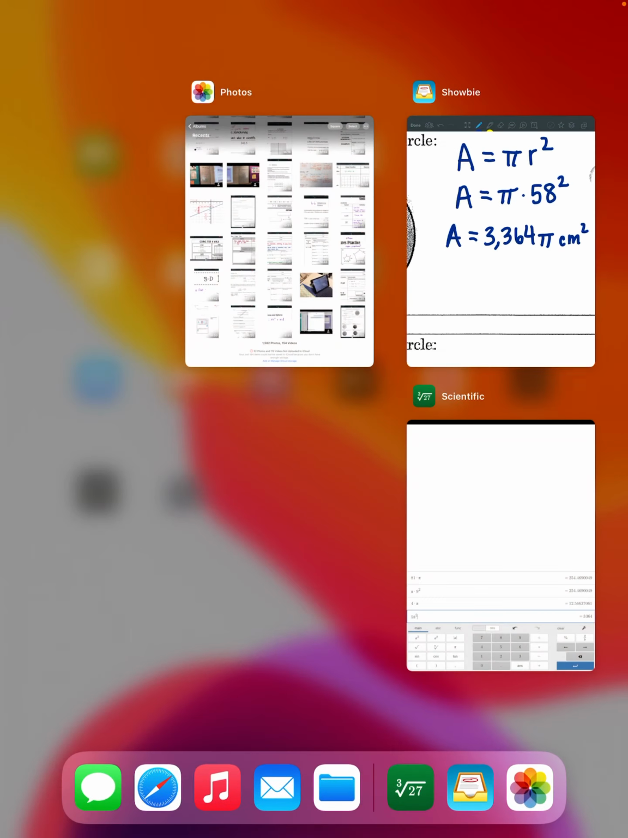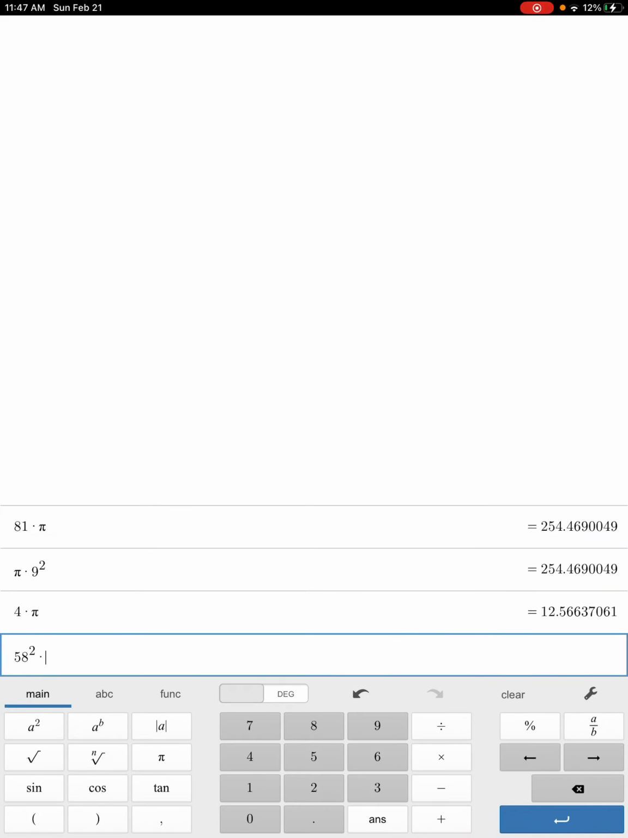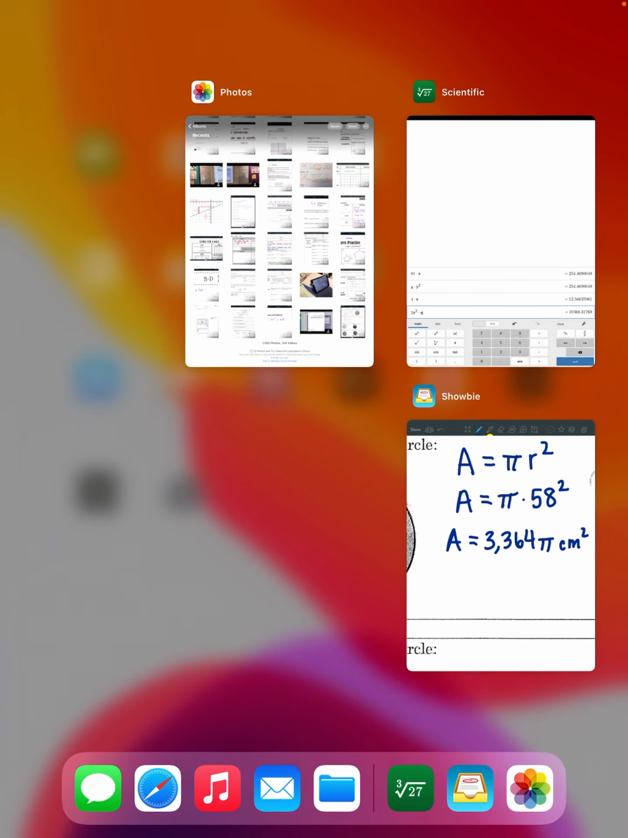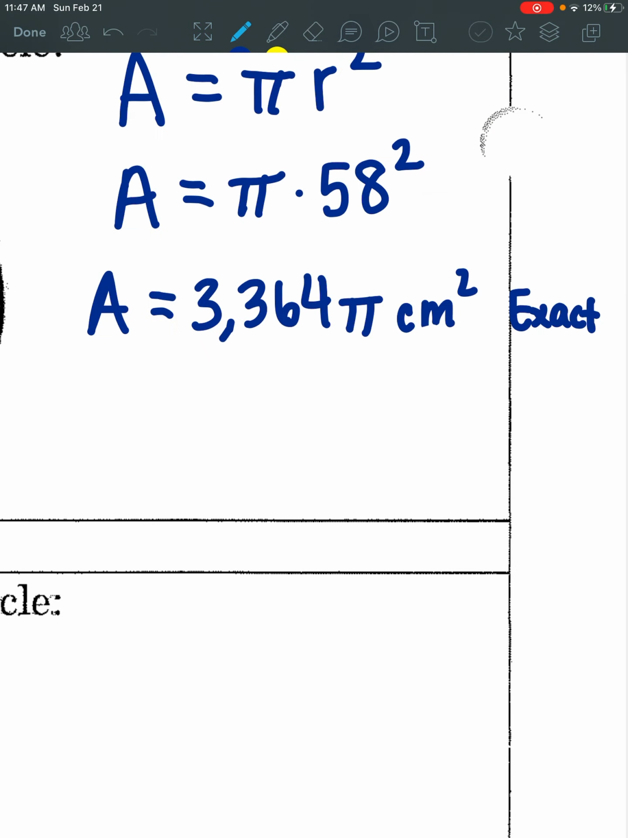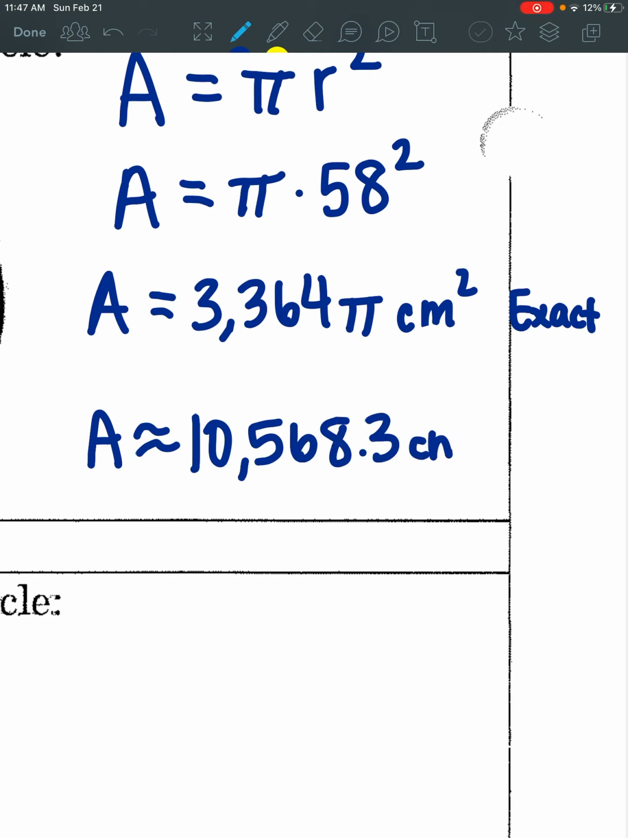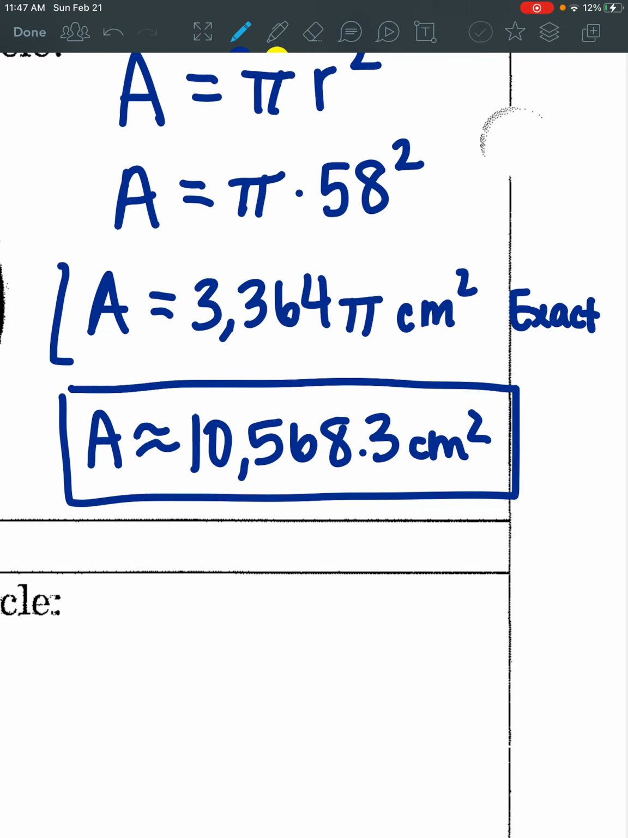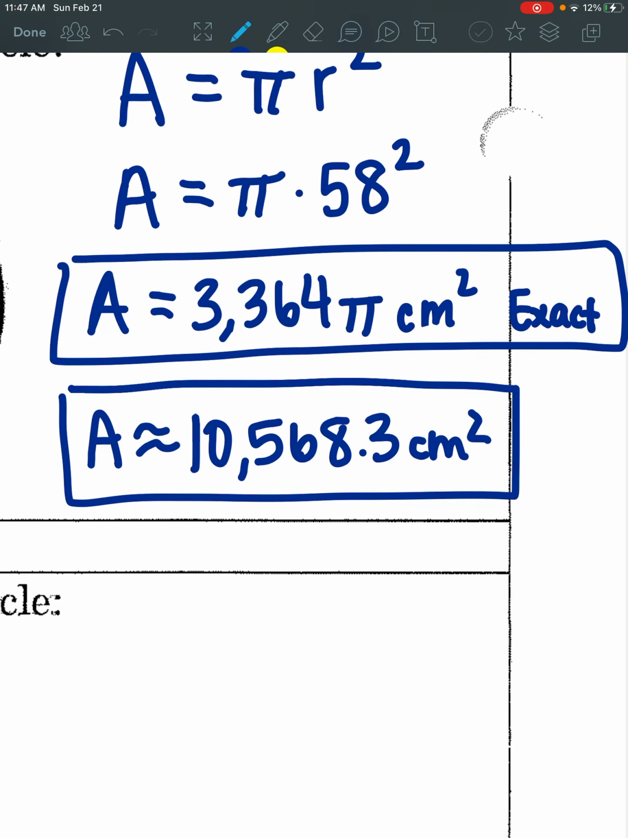Now I am going to take the 3,364 and I can actually just type it in here. Times pi, oh wow, 10,568, and we would round that to 0.3. So 10,568.3 centimeters squared. That is our rounded area. So there are our two answers again.